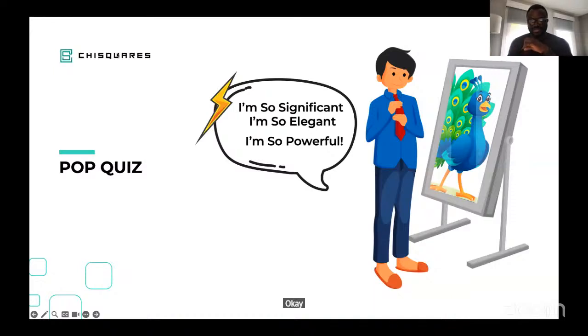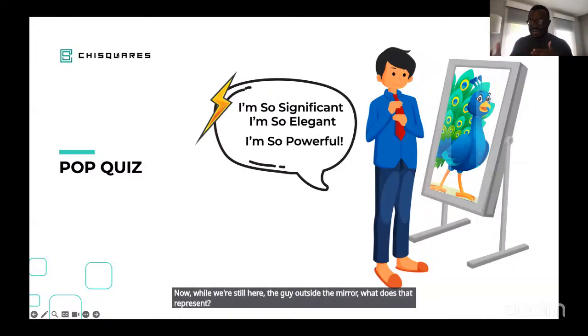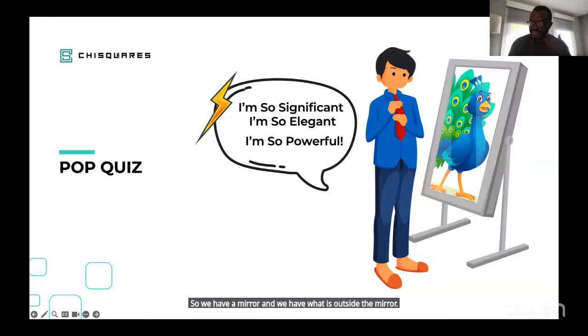Okay, maybe somebody else. If we've lost that person. Okay. Emmanuel? Emmanuel, can you unmute? Okay, yeah, Prof. What has not changed is the guy outside the mirror. Excellent. And what has changed? The image in the mirror has changed. Okay. Now, while we're still here, the guy outside the mirror, what does that represent? So we have a mirror and we have what is outside the mirror. What does outside the mirror represent? Human being. Or if you want to generalize, the mirror is what and the outside the mirror is what?